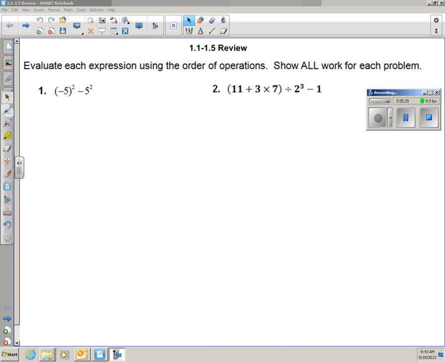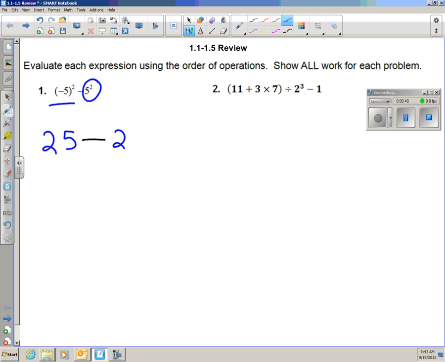So we're going to start from ordering, evaluating each expression using the order of operations. On number 1, what I notice is that I've got a -5 that's squared. A -5 squared is 25. I am subtracting from that 5 squared, and 5 squared is just 25. There's a difference between a -5 being in parentheses and a -5 not being in parentheses. This final answer comes out to be 0.